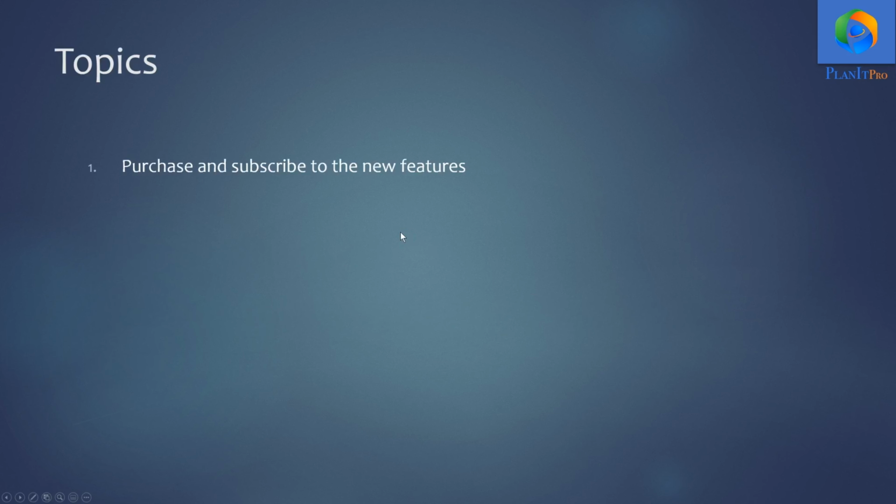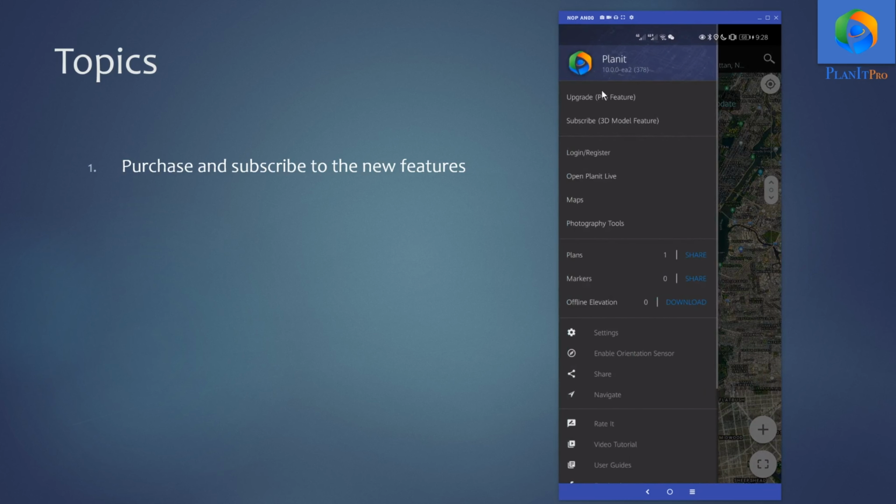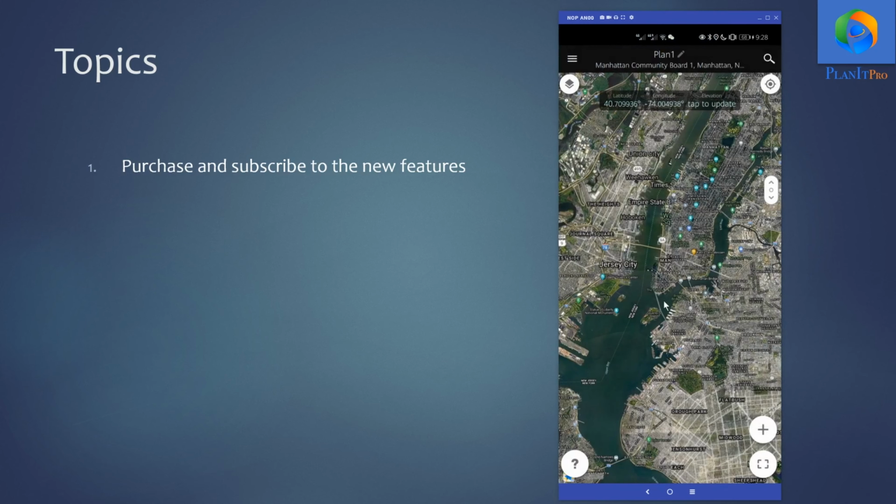The first topic is the purchase and subscription feature for the new 3D model feature. So this is an app that has no installation. I come in here, and you click on the update to upgrade to the Pro version. If you had played in the Pro app, you won't have this because the Pro feature was enabled automatically for you. The subscribe option is new. You just click here.